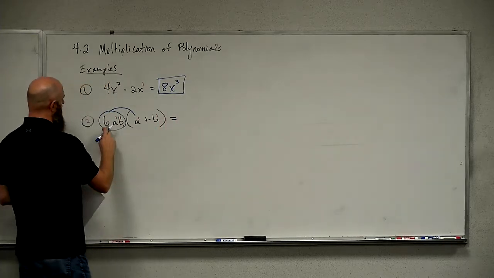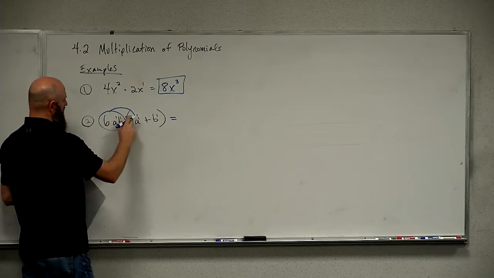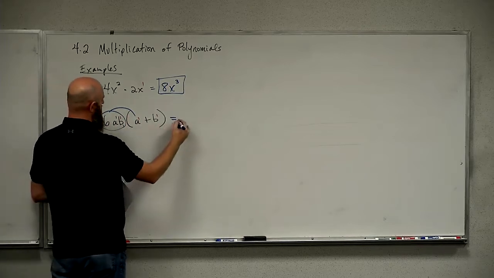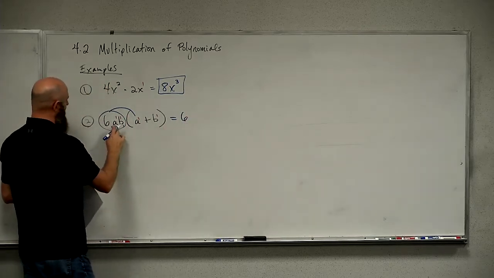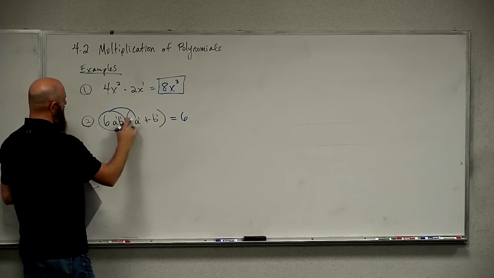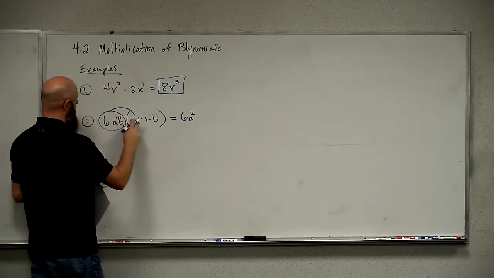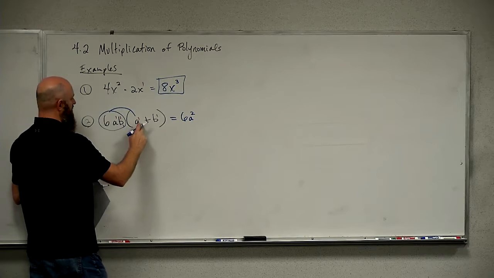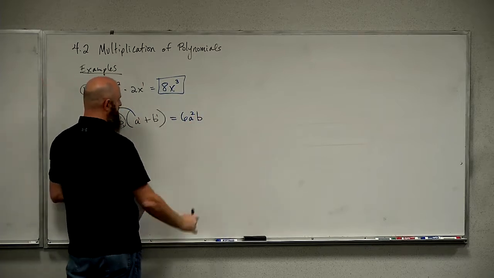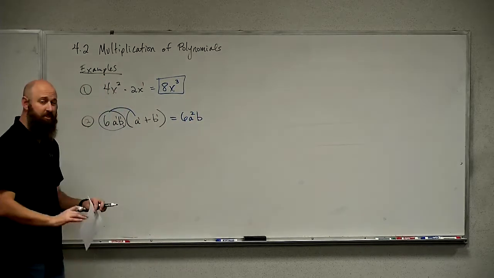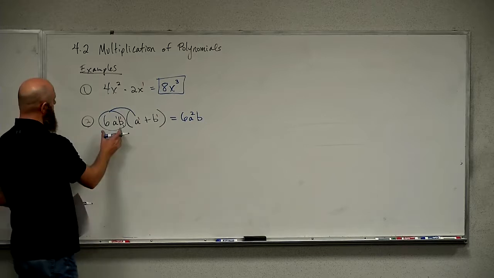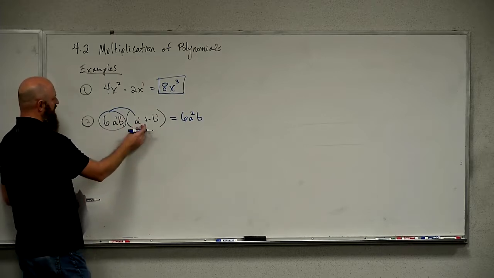All right, so here's 6 times 1, because remember there's also a 1 in front of these. 6 times 1 is 6. A times a, we add the powers. 1 plus 1 is a squared. B times, well, there's no b on that, so it just comes along. All right, so that's just the first one, multiplying 6ab times the a.